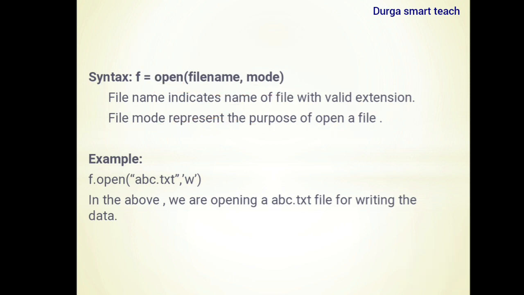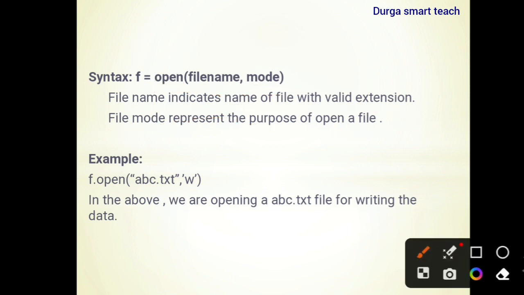Let's see the example here. f = open("abc.txt"). So here abc.txt is a text file and I am opening this file for writing purpose.